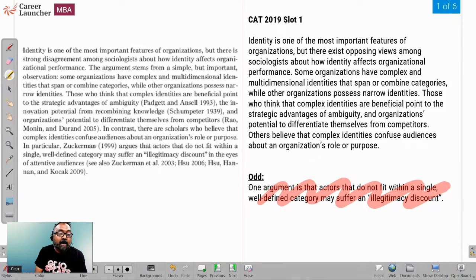Probably you look at it in this case, in particular, somebody argues that actors that do not fit within a well-defined category suffer in the eyes of the attentive audiences. And if you actually look at it, this particular sentence, we don't know actually how to connect this sentence to this. We just don't know. So what the question setter decided is that, okay, I'm just going to keep that sentence.